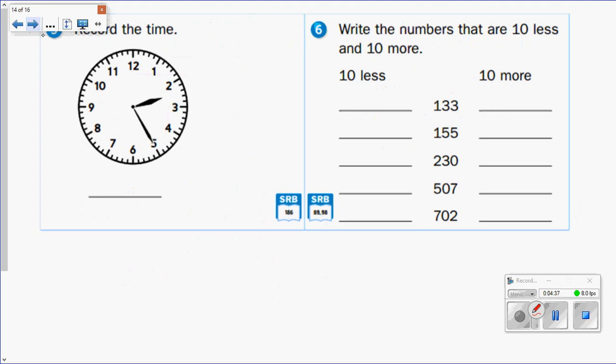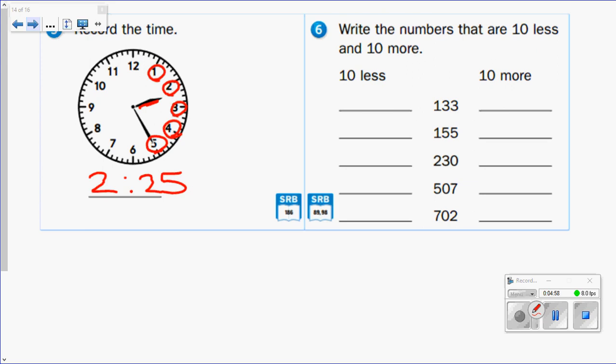All right, you're just to record the time on the clock. If you notice, my hour hand is between the 2 and the 3, so that tells me my hour is 2. And my minute hand is on the 5, so we got 5, 10, 15, 20, 25. So it must be 2:25.